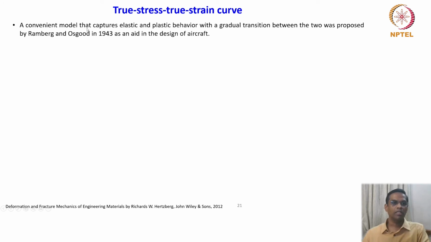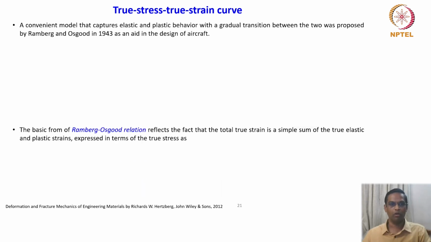A convenient model that captures elastic and plastic behavior with gradual transition between the two was proposed by Ramberg and Osgood in 1943 as an aid in the design of aircraft. I brought one important model apart from these two, Ludwig and Hollomon. I wanted to present this model because it captures both elastic and plastic behavior together, and this is also quite popular in the mechanics community, a very popular model.